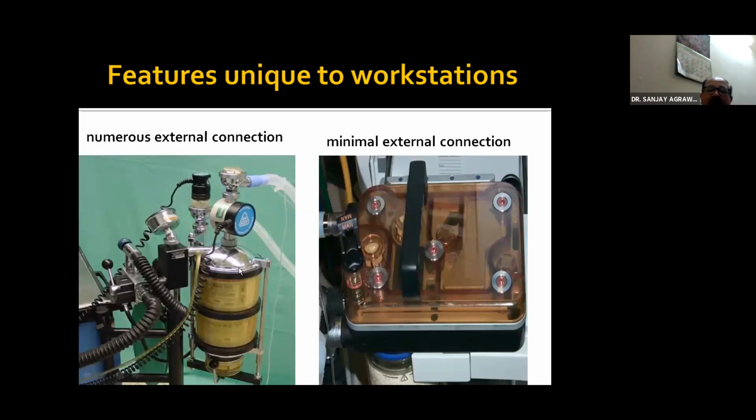Initially, in the mid phase when we were transitioning from the Boyle's anesthesia machine to a workstation, we were adding so many things to the basic Boyle's, such as carbon dioxide absorption to give low flow. We were attaching many things, because of which there was always a chance of numerous external connections and disconnections. With workstations, everything is now sealed and there are minimal external connections.